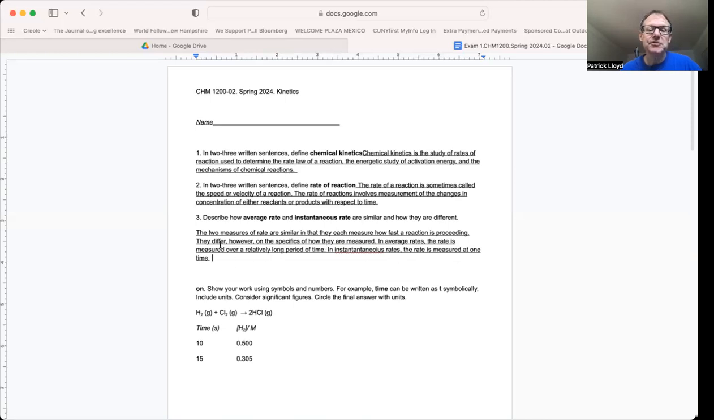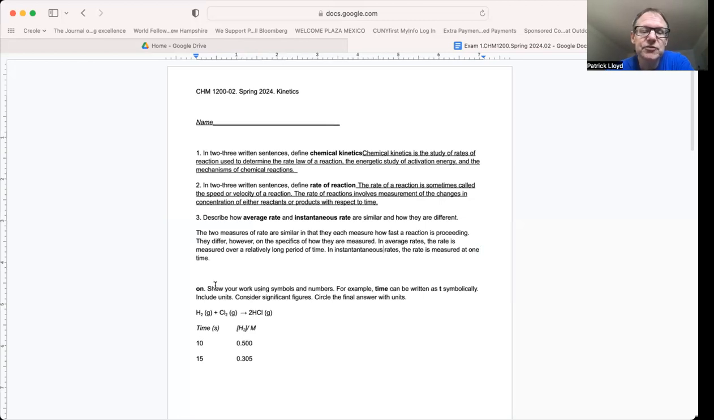Okay, so the main difference, sorry, let me respell this. The main difference is that for instantaneous rates, you're measuring at one specific time. Some people will refer to the tangent line. We can look at it from that perspective, and looking at the average rate as the secant line. But the idea is that for the average rate, we're measuring it over a period of time. So we very often will make two measurements.